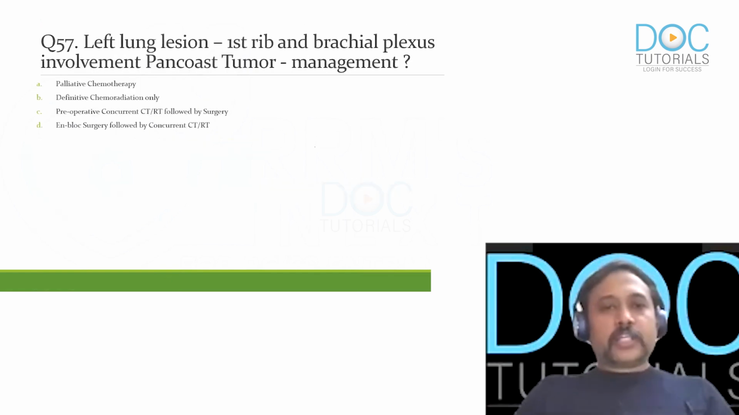So left lung lesion, which is infiltrating into the first rib and the brachial plexus, suggestive of a Pancoast syndrome. What is going to be the management for this particular patient? Is it palliative chemotherapy? Is it definitive chemoradiation only? Preoperative chemoradiation followed by surgery, or is it en bloc surgery followed by concurrent chemoradiation?